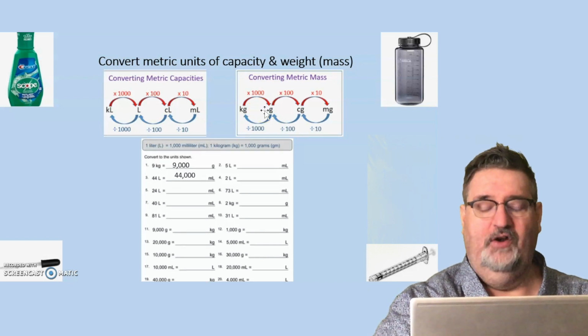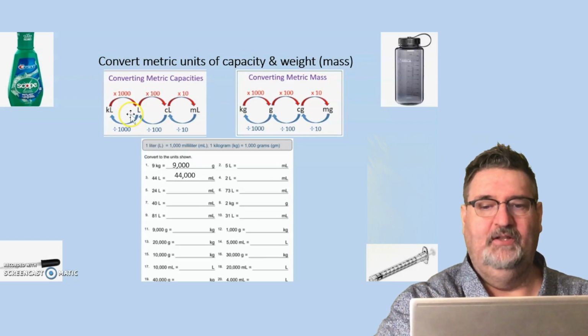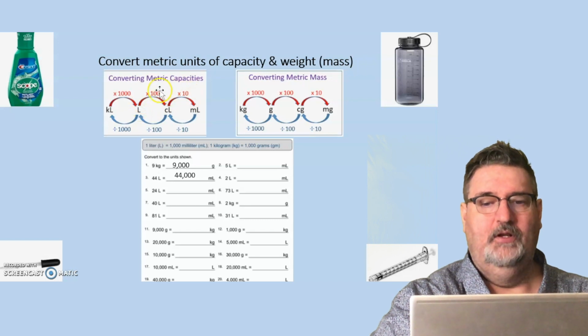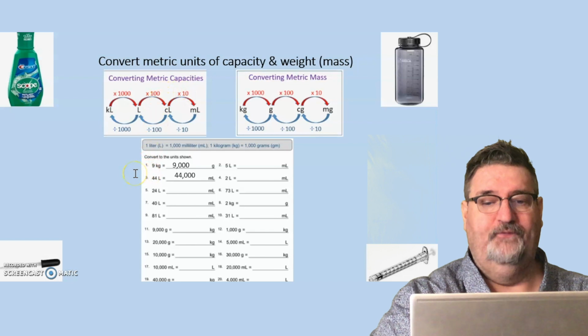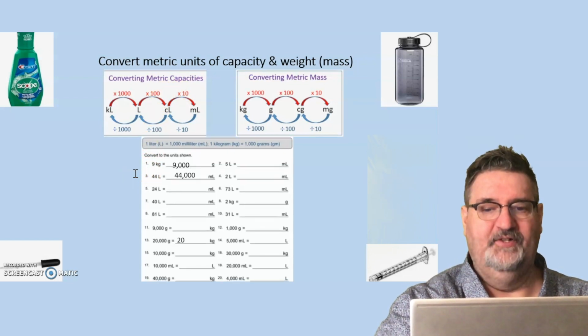For number 3, it says 44 liters is how many milliliters? So right here, we can see that we're going to go liters, and we have to multiply times 100, times 10 more is 1,000. So 44 liters equals 44,000 milliliters.